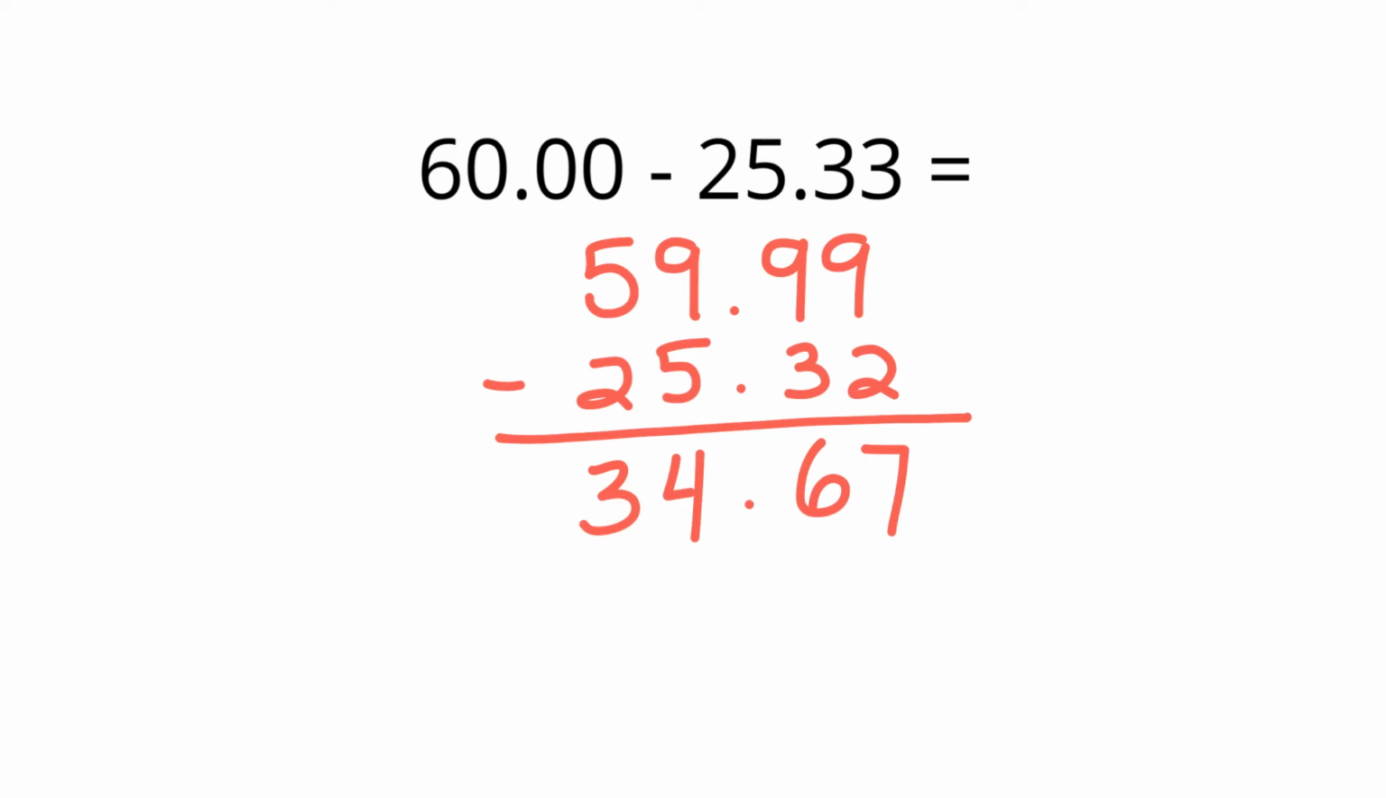To recap, all I did was take 1/100th away from both numbers. So 60 became 59.99, and 25.33 became 25.32. By taking 1/100th away from both, I end up with the exact same answer as I would if I just did the subtraction with these two original numbers. It's a really nice trick.